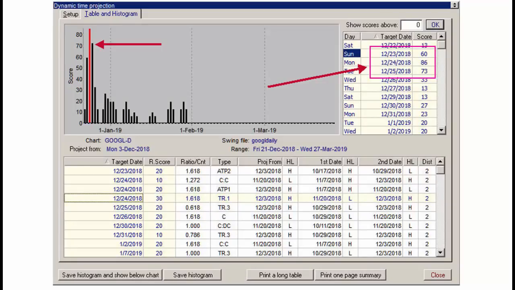This next slide, we don't really need to go over it, but again, it's just what I do with the timing work, and it shows the standout on the dynamic trader histogram that was suggesting a possible low right around the Christmas holiday. Okay, so that's just the timing there. But what's next is the trigger.